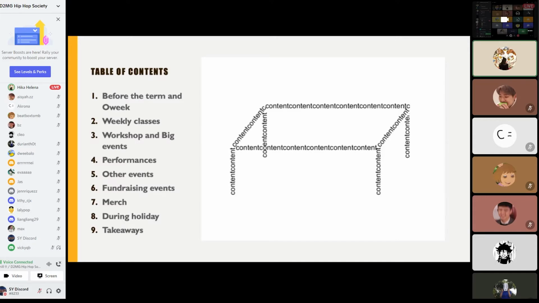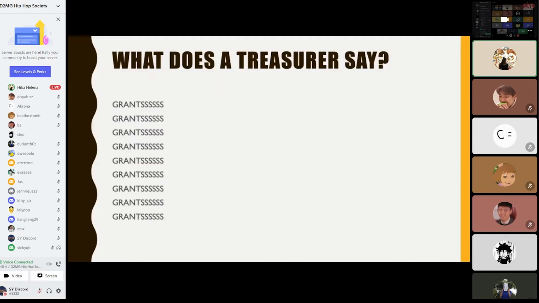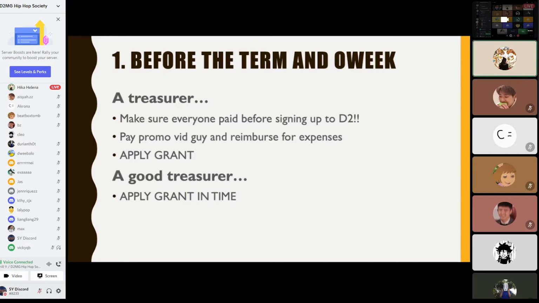So what does a treasurer do? Usually people's impression is that a treasurer is only in charge of grants and money, but a treasurer in D2 can be much more than that. So yeah, how?